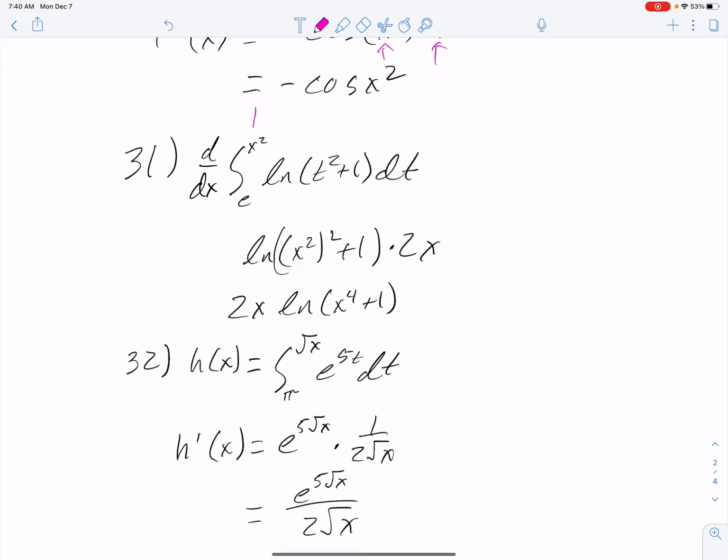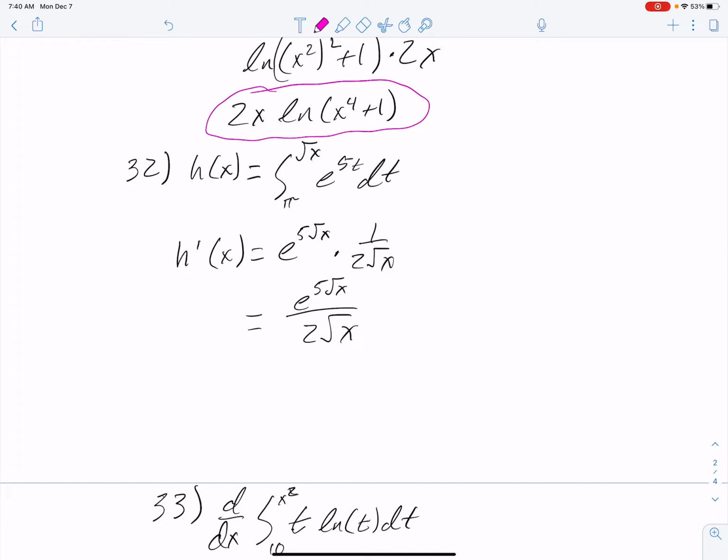So again, I see a variable for a or for b. This time it's b, so I'm going to use the positive function. I substitute in x squared wherever I see t, so that gets me x squared squared. And then again, I take the derivative of what I substituted in. I substituted in x squared, so I take its derivative. And then I have just a little bit of simplifying to do.